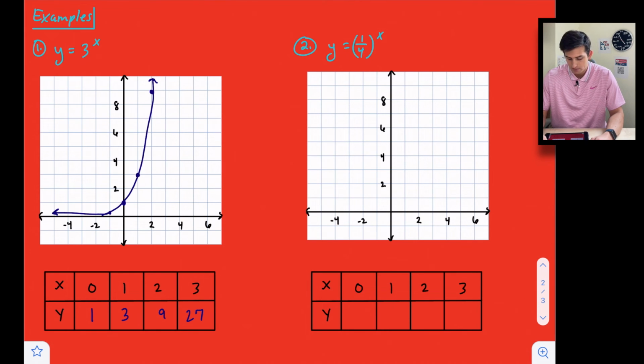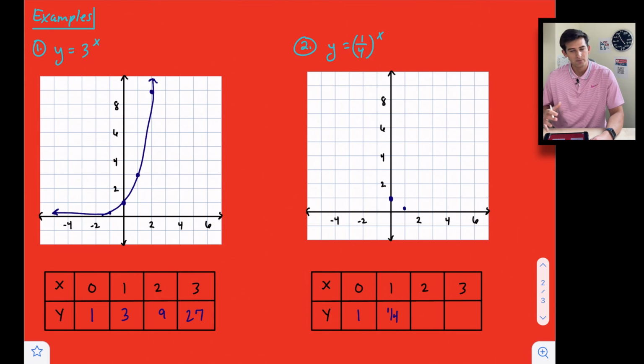All right, number 2, y equals (1/4) to the x power. So now we should expect this one to be decreasing, something like that. And so once again, let's plug in some of our values. We know, once again, anything to the 0 power is 1. So that's why we have (0, 1). (1/4) to the first power would just be itself. So we have a point at (1, 1/4).